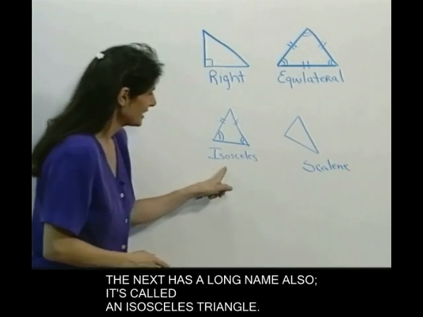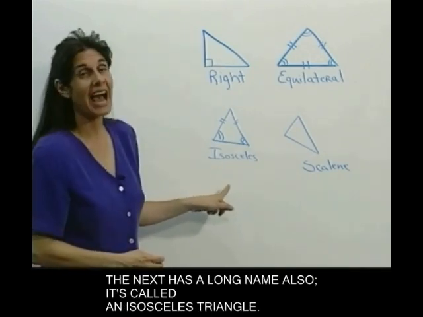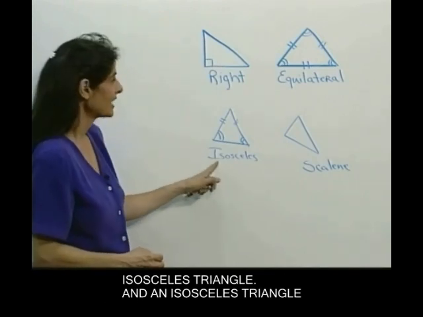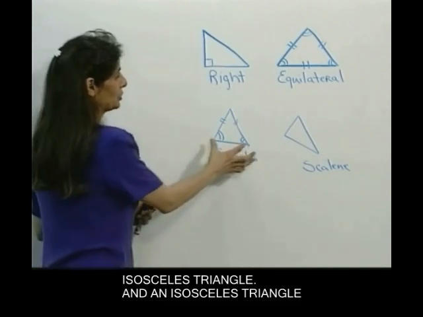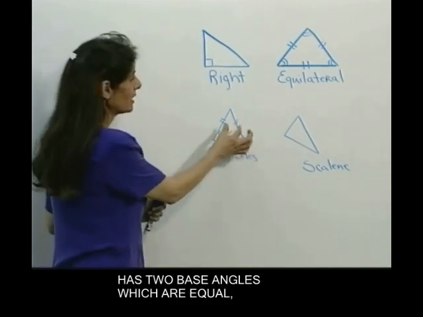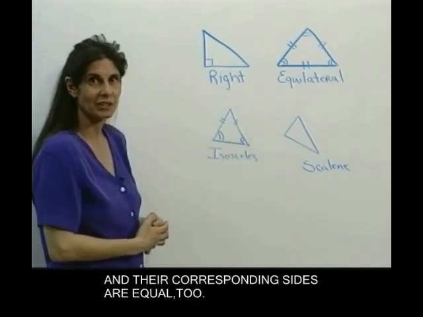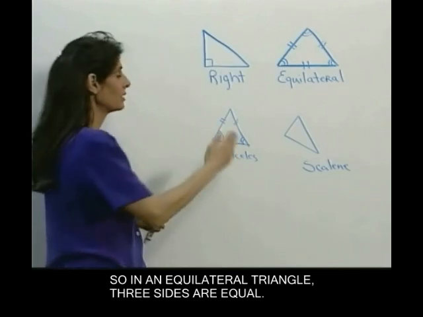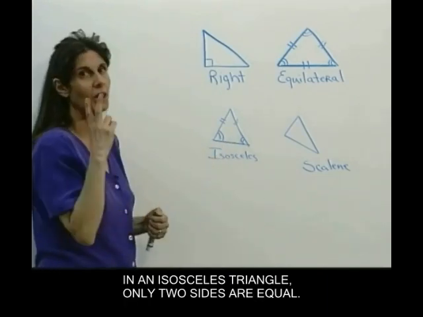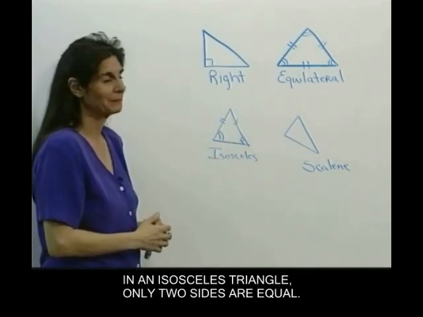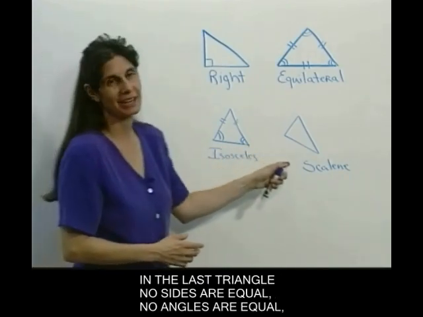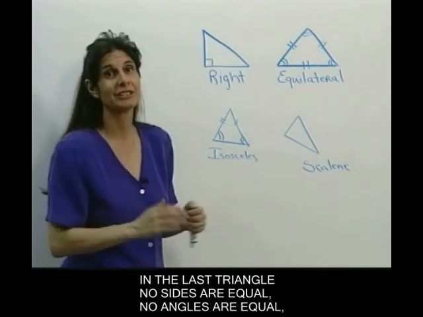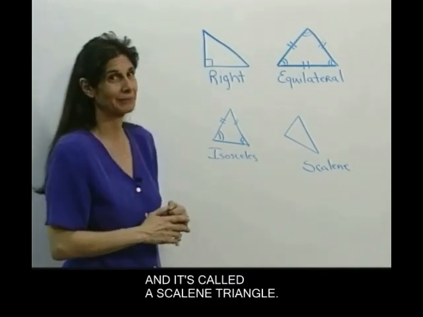The next has a long name also. It's called an isosceles triangle. Isosceles triangle. And an isosceles triangle has the 2 base angles equal and their corresponding sides equal. So in an equilateral triangle, 3 sides are equal. In an isosceles triangle, only 2 sides are equal. And the last triangle, no sides are equal, no angles are equal, and it's called a scalene triangle.